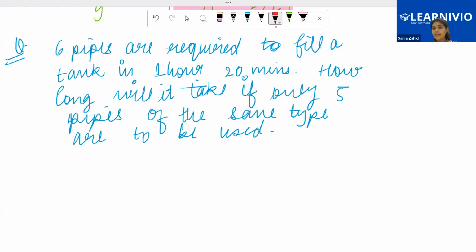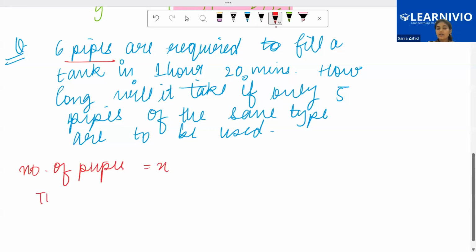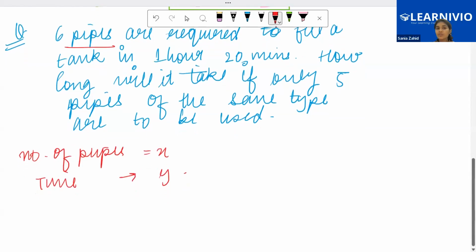Okay, see, because in the exam, you don't have a distinction that this question is from direct and this is from inverse. You'll just be given the question and you'll have to analyze yourself whether this is direct proportion or inverse proportion. So first you make an analysis. So how can we do that? First of all, you consider two values. Do the same things as direct proportions. Okay, you write 6 pipes. So I'm considering number of pipes is x, and time required is y. So first of all we have number of pipes, I'm saying it as x.